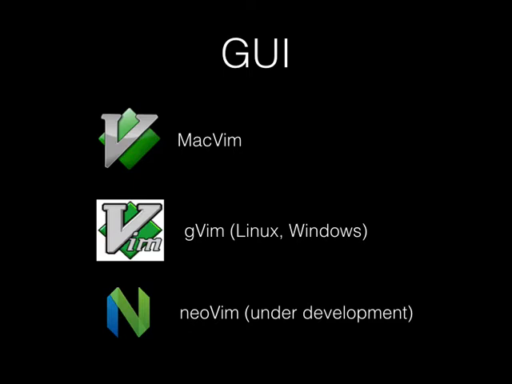It has a GUI. You can get MacVim, which is the GUI for Mac. You get GVim, which is the GUI that's on all our lab machines. And there's even NeoVim, which is this new NeoVim. It's under development, so it's not quite ready for prime time yet, but pretty interesting stuff.